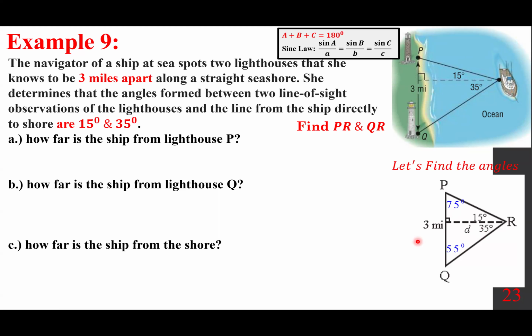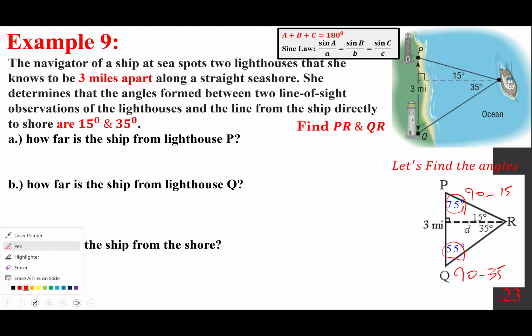So 90 minus 35, 90 minus 15. That's how you get those. And what is this angle? Or 15 and 35. They add up to 50 degrees. So this angle is the sum of these two. 15 plus 35, 50 degrees. So we got all the angles. And we have one side, so we can find all sides.